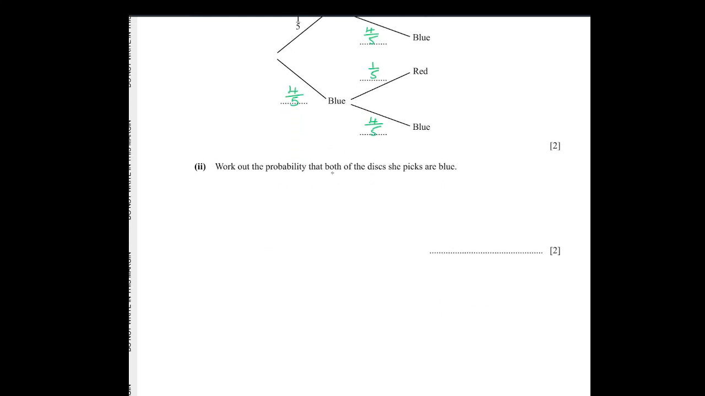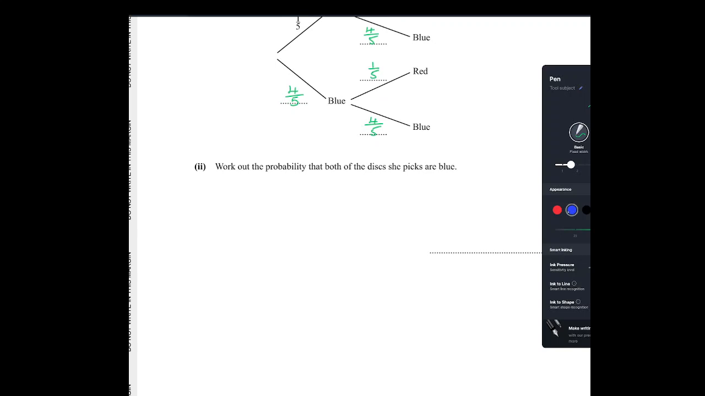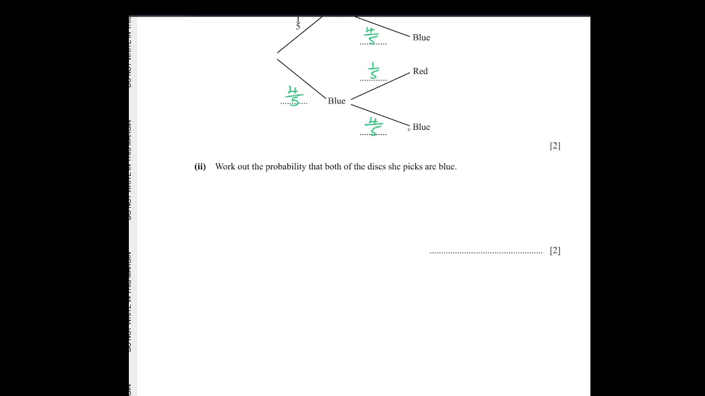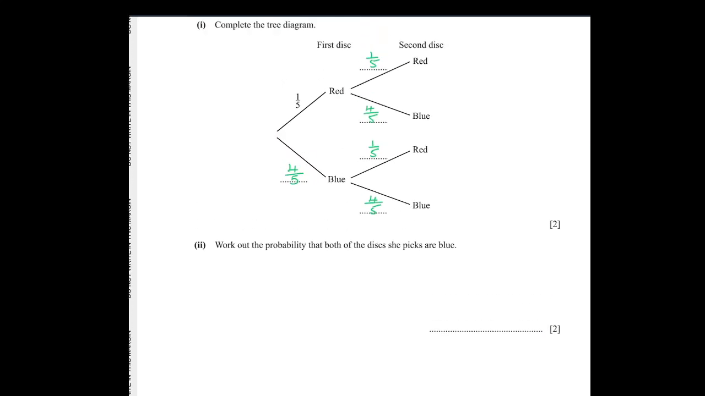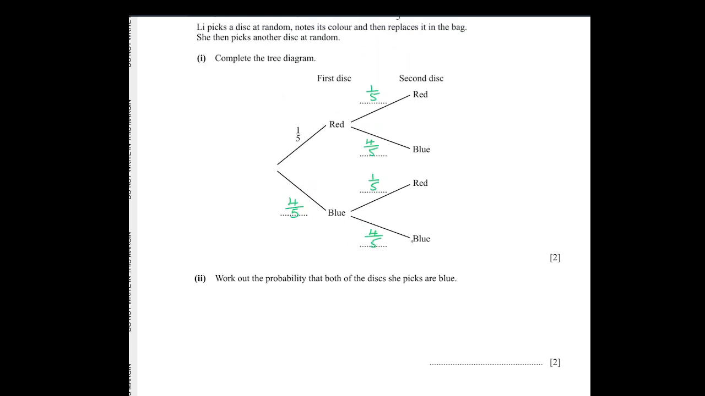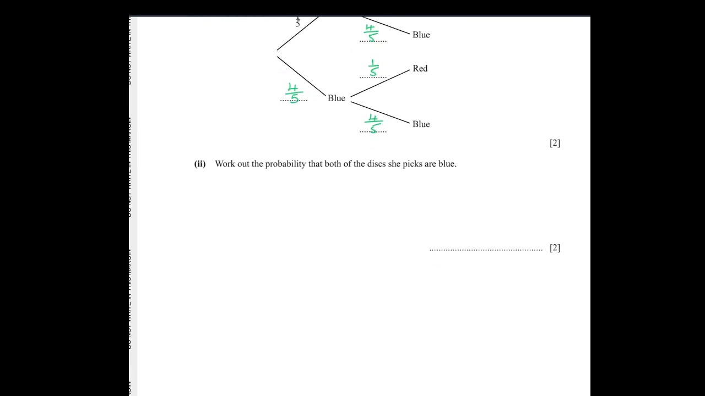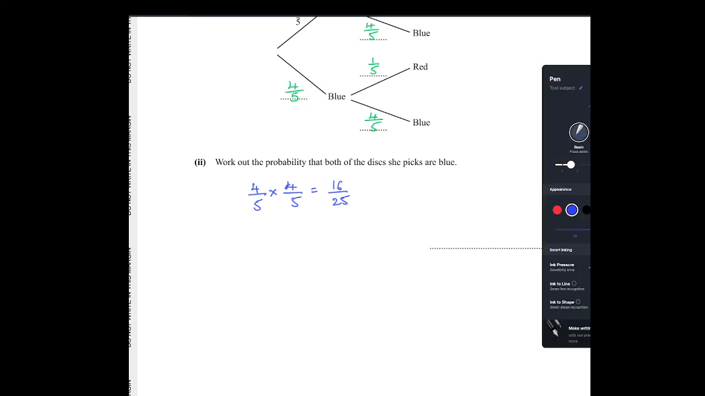Now work out the probability that both the discs she picks are blue. Both the discs, first and second, should be blue. So in this tree diagram you have to take first disc blue, second disc also blue. That is 4 by 5, 4 by 5, and it needs to be multiplied because blue and blue, it's multiplication. 16 by 25. This is the probability of picking the two blue discs. Question number D is over.